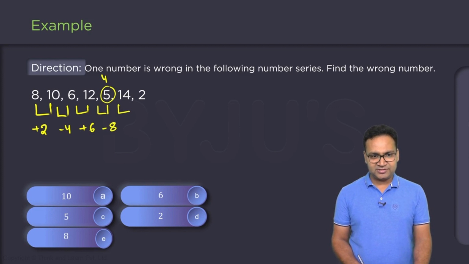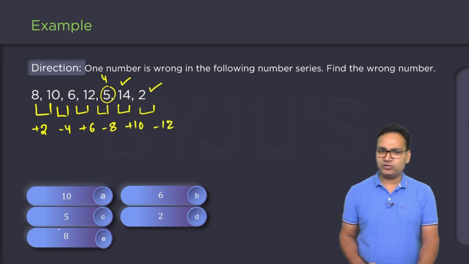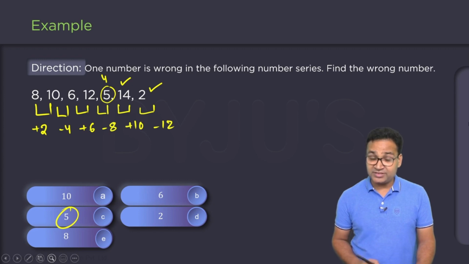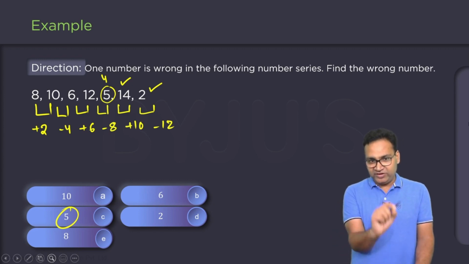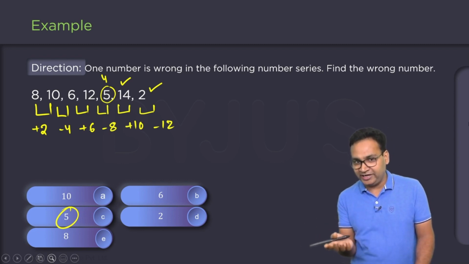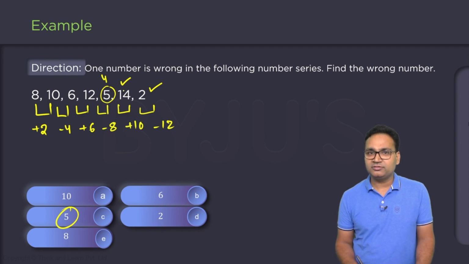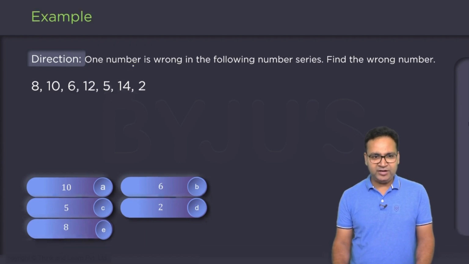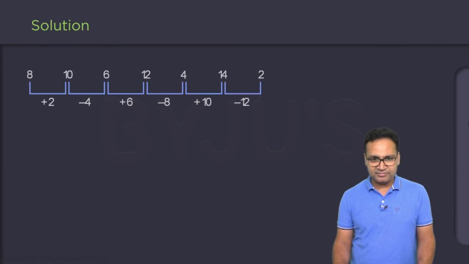What is the next? It is plus 10. Yes, 14. Correct. What is the next number? Minus 12. Yes, it is also correct. That means what is the wrong number, guys? 5. This is my recommendation that whenever we are dealing with a wrong number series, instead of thinking about alternate trend, you should start thinking about differences. Very good. So let's see whether I am right. Yes, that's correct.